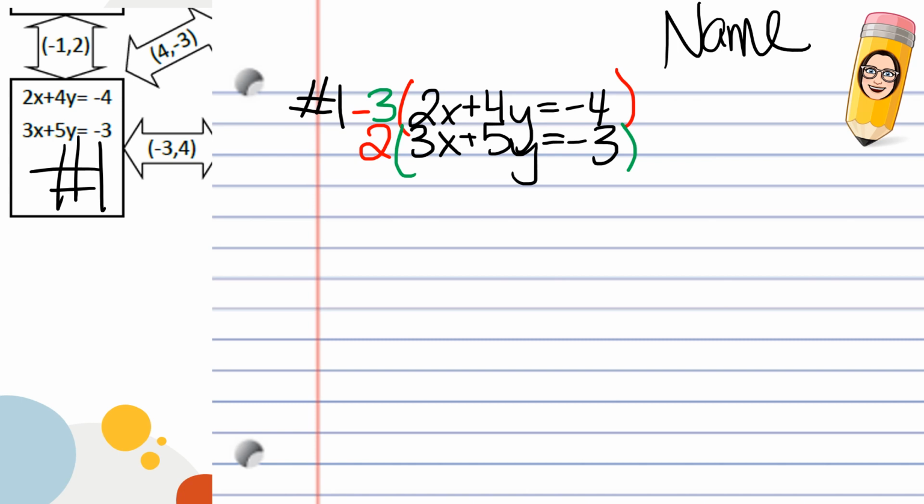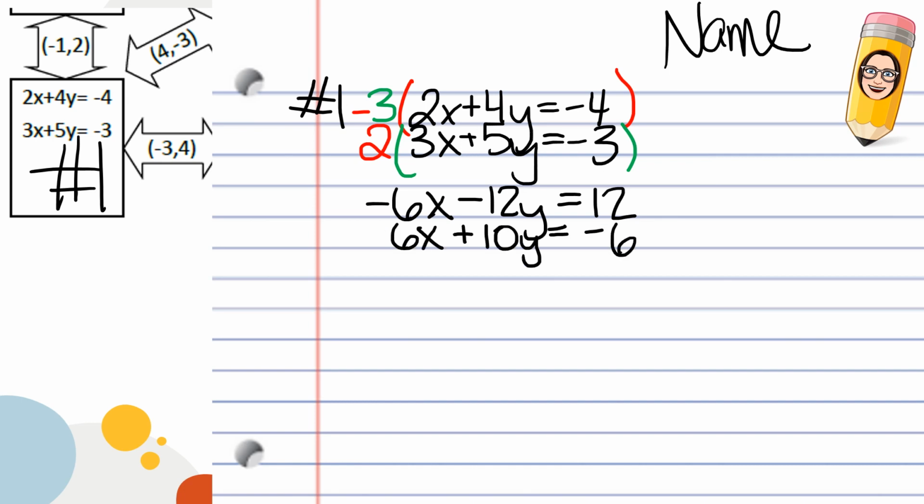So now I'm going to distribute this through, okay? -3 distributed into everything would create a -6x, a -12y, and a +12. Yes, even the solution gets distribution. Let's look at the second equation. 2 times 3, 2 times 5, 2 times -3. All right, they're still lined up, but look at those x's.